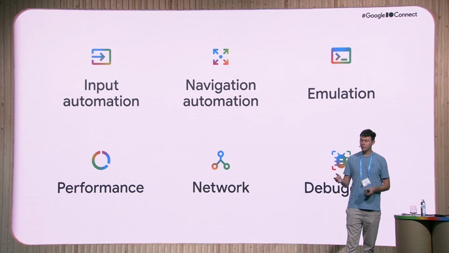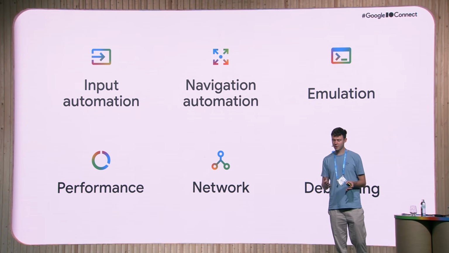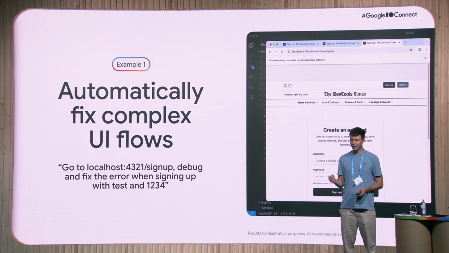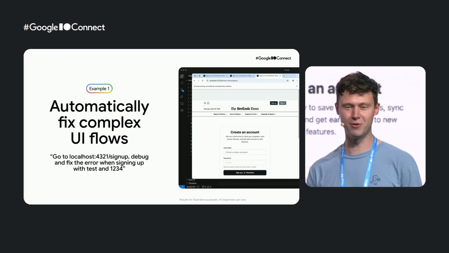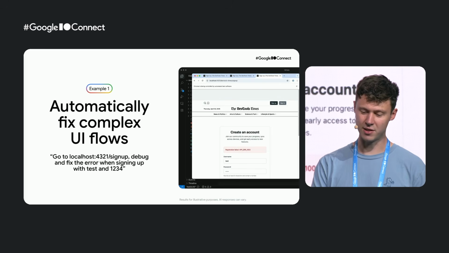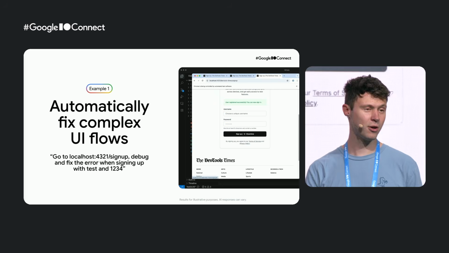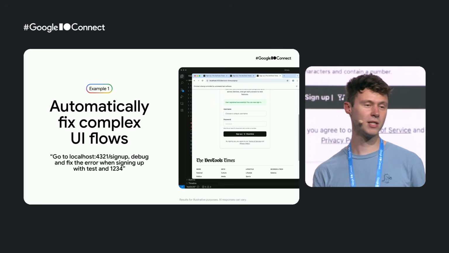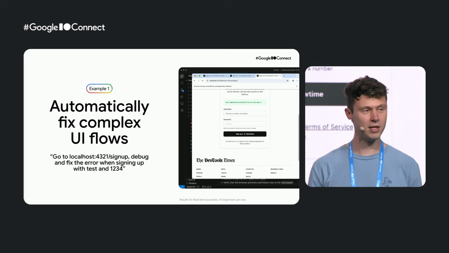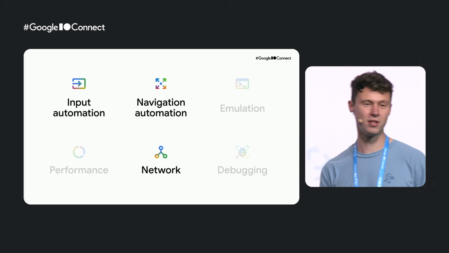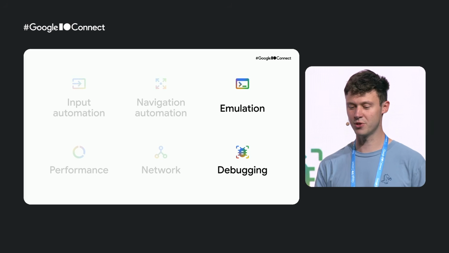In this section, I want to walk you through 3 different use cases, exploring how tools from multiple categories connect to fulfill a prompt. The first example is the one you've already seen, with a prompt like go to localhost, debug and fix the error when signing up. We had the coding agent navigate to the page, fill in the form, and then fix the underlying error and validate its own fix. This example combines input automation, network, and navigation automation tools.